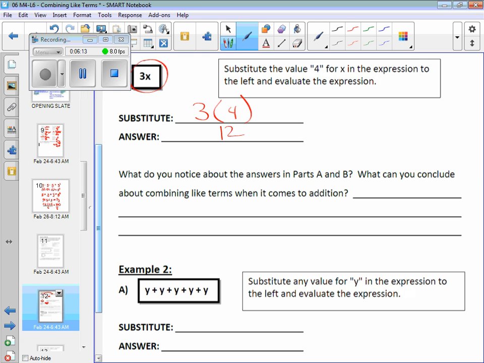Think about what you did. You had an x plus an x plus an x, and you had 3x. Can you put that into words? What you did? That's a solid hint right there.